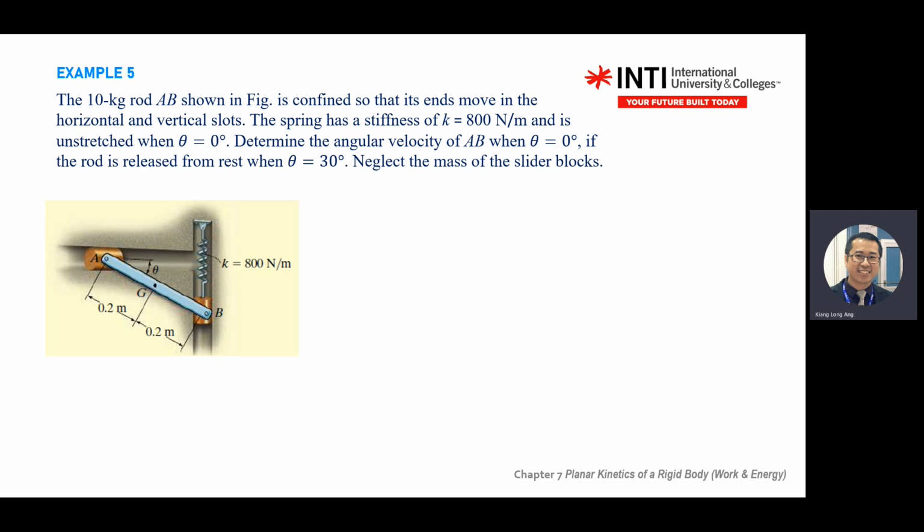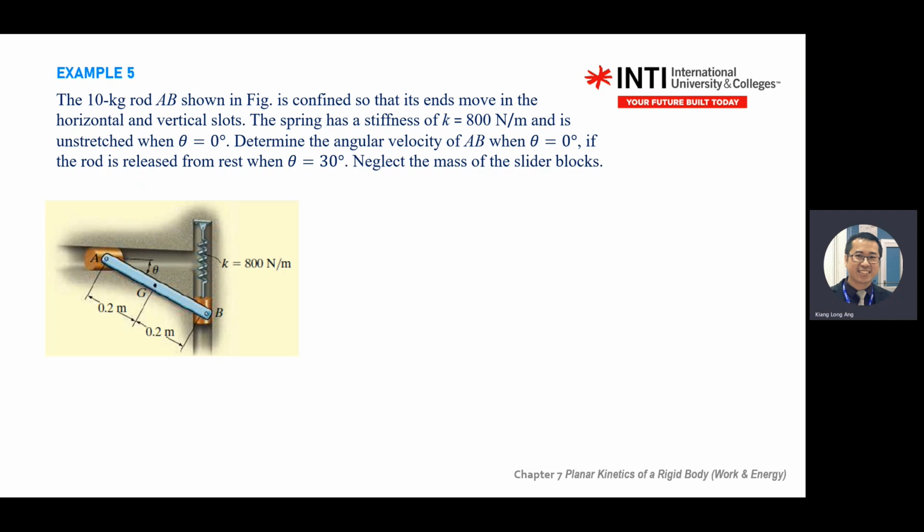So you need to continue to read. Determine the angular velocity, omega, of this rod when theta is 0, if the rod is released from rest when theta is 30 degrees. It means before you start, you already stretched this one, right? So when you pull this one up to 30 degrees, you know that this is a right angle triangle. So when you pull to 30 degrees, you can find the distance here, and the distance here.